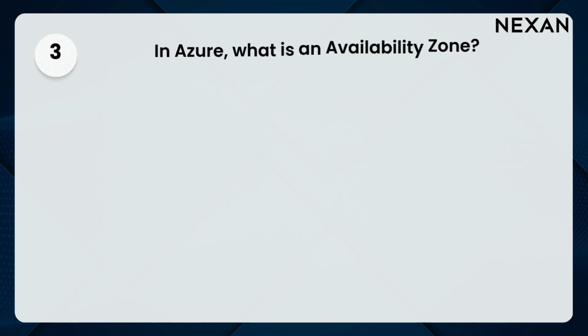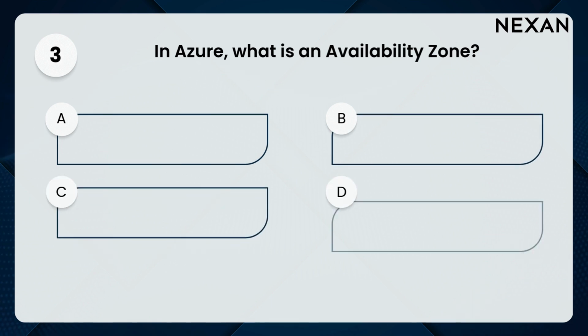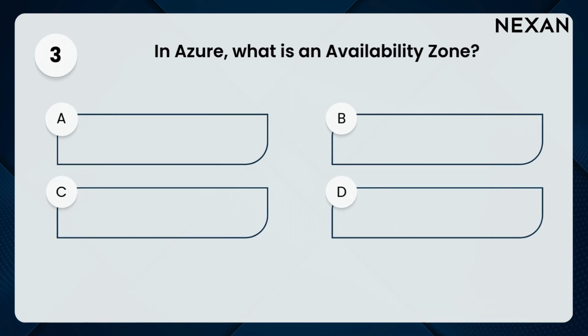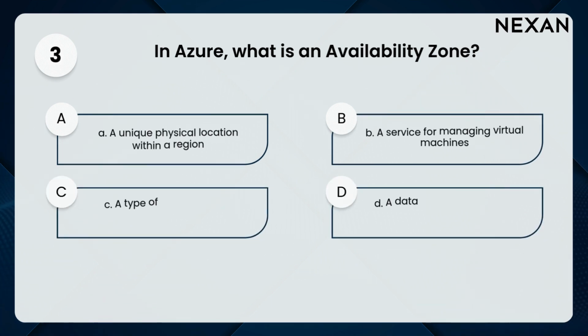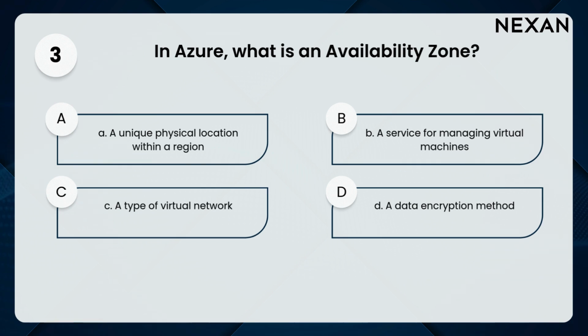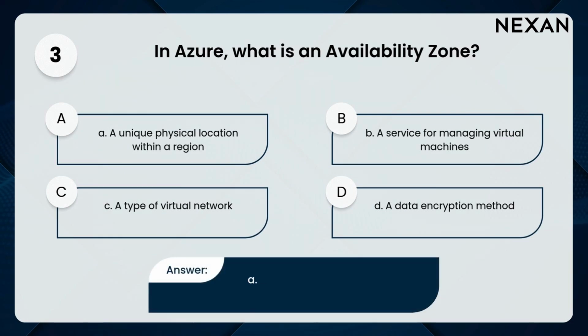3. In Azure, what is an availability zone? A. A unique physical location within a region. B. A service for managing virtual machines. C. A type of virtual network. D. A data encryption method. Answer: A. A unique physical location within a region.